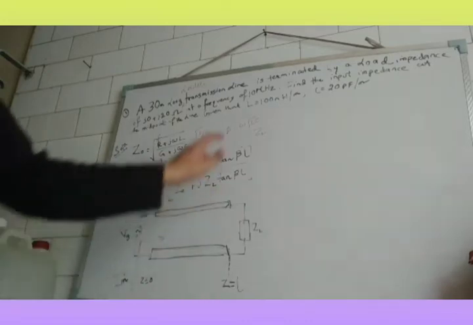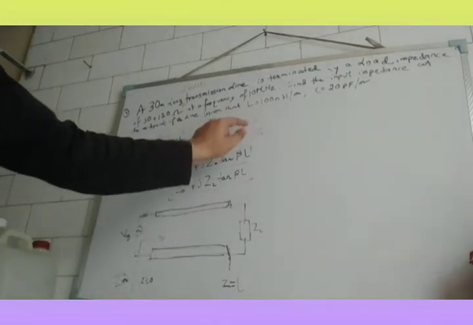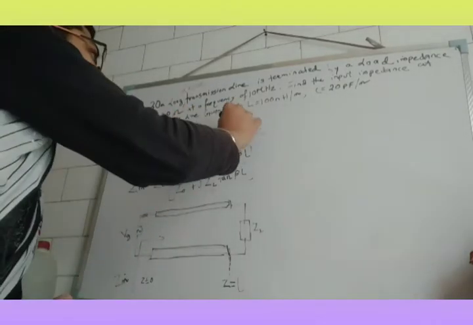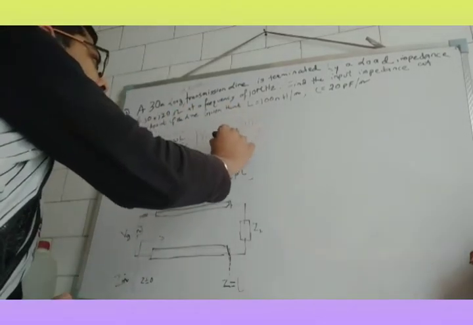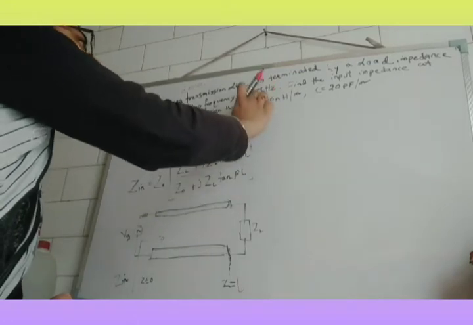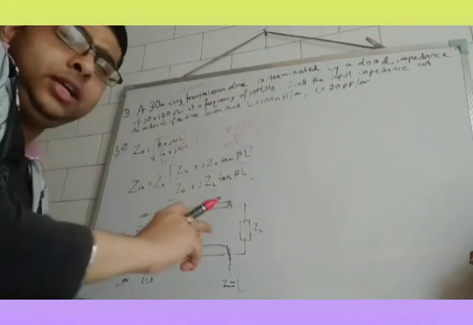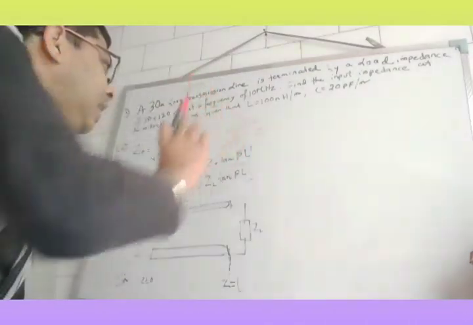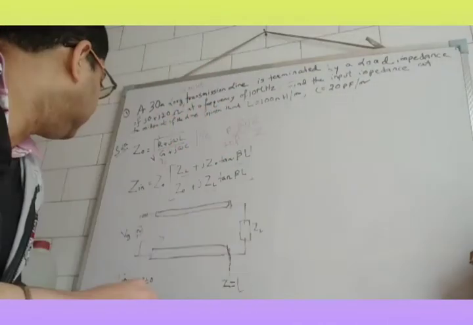And this is the phase constant, omega root LC. LC is given. Omega is how much? Omega is nothing but 2 pi f. So f is how much? 10 megahertz, so 10 into 10 to the power 6, and it's 2 pi. Then you will get beta. This is the phase constant.